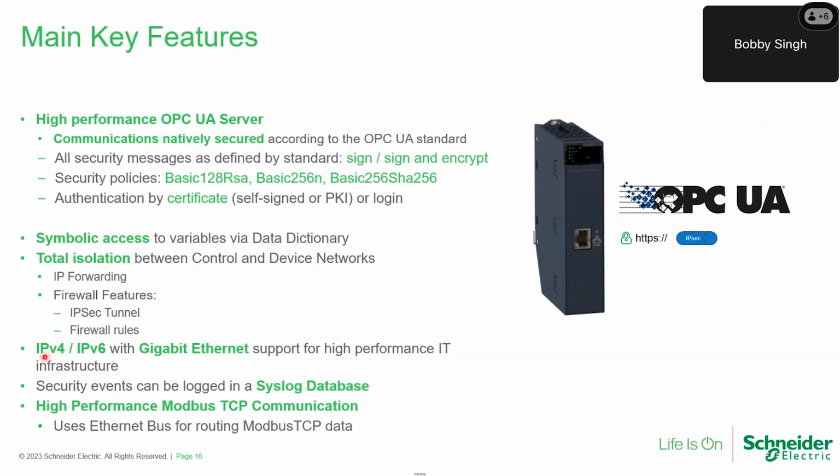For the front port, you can set IPv4 addressing or IPv6 addressing for the front 1 gig Ethernet port, which is great for high performance IT infrastructures. Security events can be logged to a syslog server with the built-in syslog capability in the NUA module.